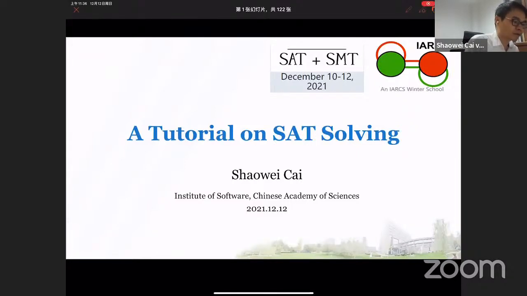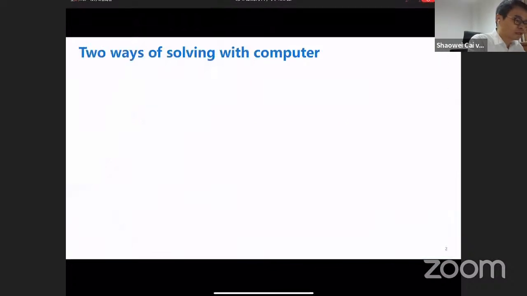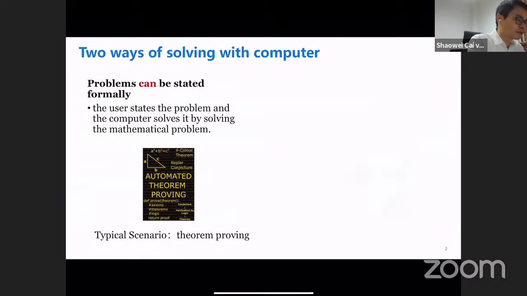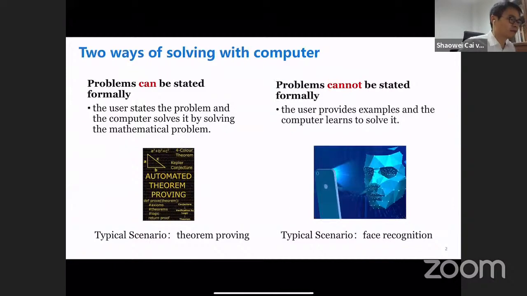This is a tutorial on SAT solving. I guess you have already heard many talks during this school. So that's good news for me because I can count on the previous talks that you have already seen many basic concepts on SAT solving. Okay, I will start from two ways about solving problems with computers.